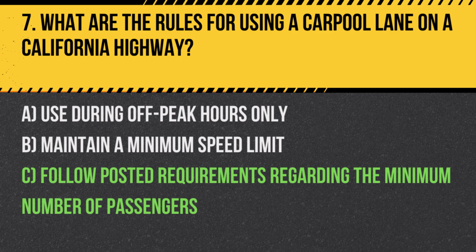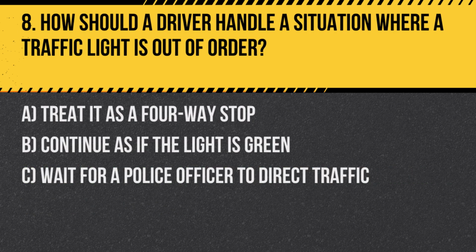Question 8. How should a driver handle a situation where a traffic light is out of order? A. Treat it as a four-way stop. B. Continue as if the light is green. C. Wait for a police officer to direct traffic. Answer. A. Treat it as a four-way stop.